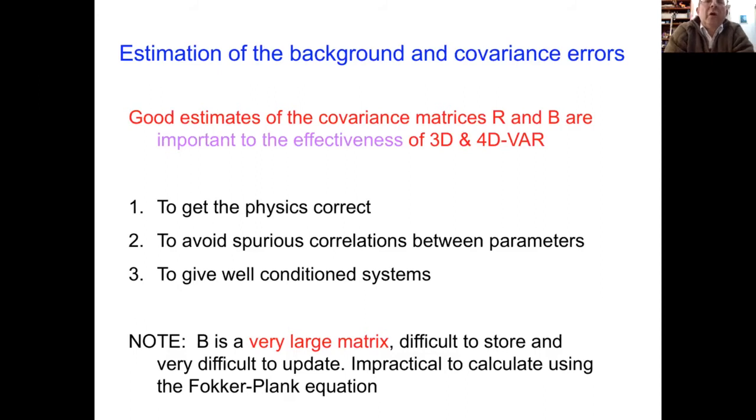Firstly, we want to make sure that our estimates of the atmospheric state get the underlying physics correct. Secondly, and this is very important, we want to make sure that we do not get spurious correlations between the various different parameters, so we don't assume two things are related when they're not. I'm going to get on to why that's important in a minute. And thirdly, from a numerical point of view, you want to make sure that your systems are well conditioned. B is a very large matrix, so large it's difficult to store and difficult to update. Whereas if you have relatively small systems, you can generally get a good estimate from some sort of Fokker-Planck method, in general B is rather hard to estimate. Even with the Ensemble Kalman filter methods that I was describing, you'd need to take a vast number of ensembles to get really good estimates for B.